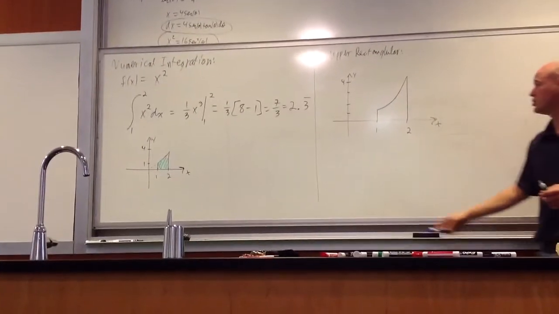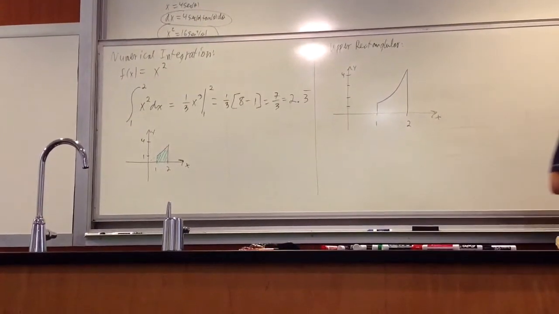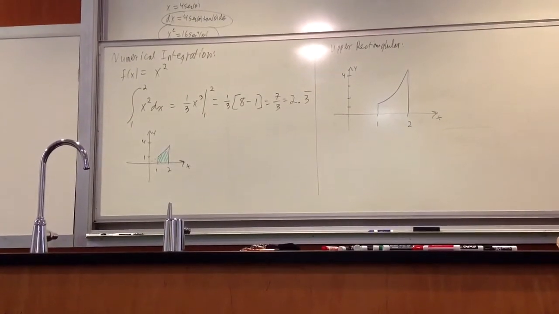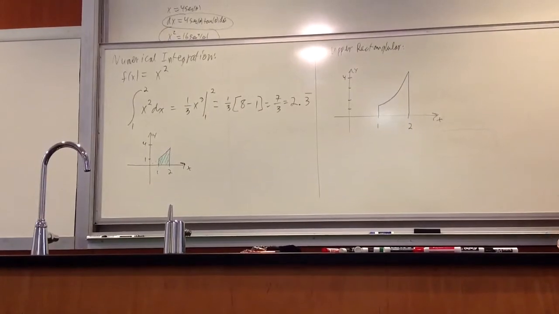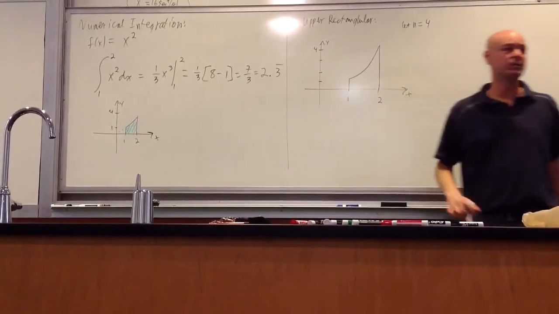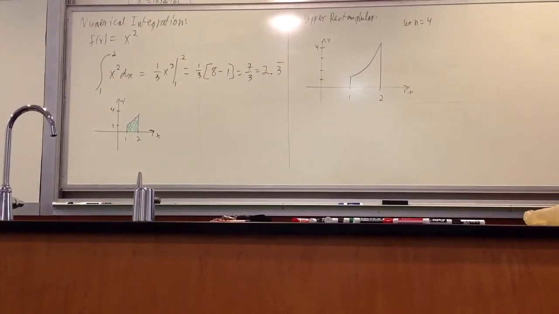Now, your Calc 1 teacher should have gone through some of this with you. Now, if we do upper rectangular, in this case, that's going to mean that we're going to have too much area. Now, I'm going to say let n equal 4. We'll keep it nice and basic. Meaning, I'm going to break this up into 4 pieces.